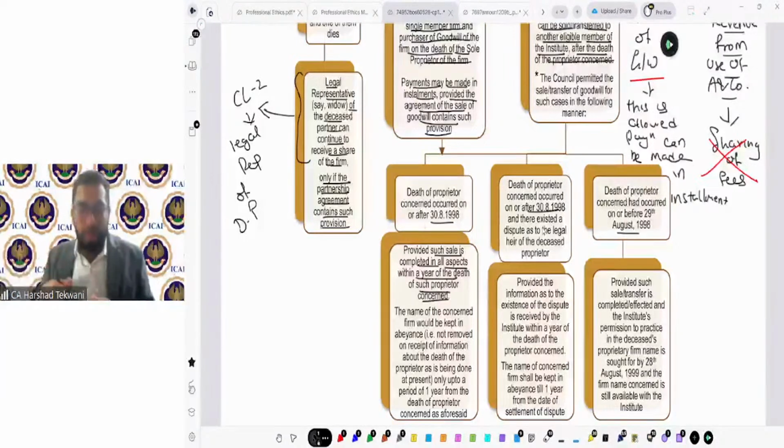It means it is not removed on the receipt of that information, only up to the period of 1 year from the death of the proprietor concerned. So the name will be there till 1 year, once the information is provided. Okay.